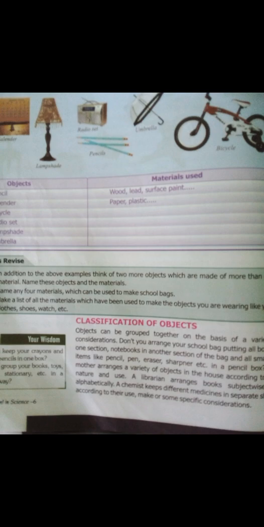Objects can be grouped together on the basis of a variety of considerations. Don't arrange your school bag by putting all books in one section and notebooks in another section, with small items like pencil, pen, eraser and sharpener in a pencil box. Your mother arranges a variety of objects in the house according to their nature and use.